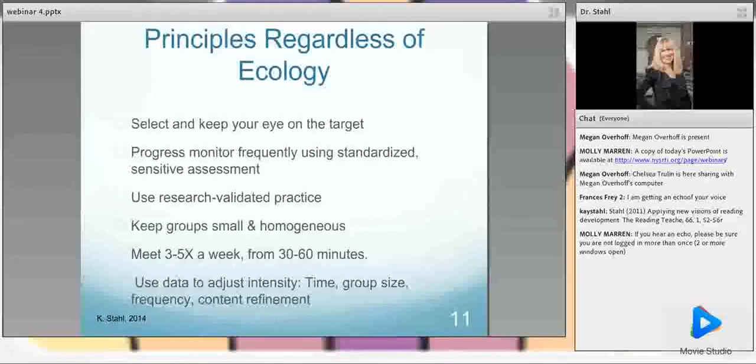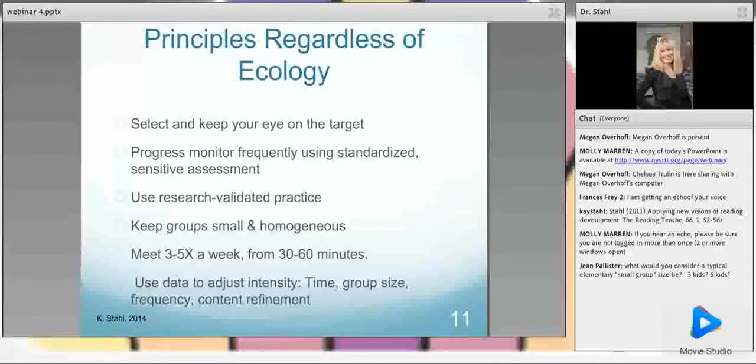The other thing that must be kept in mind is the groups need to meet 3 to 5 times a week from 30 to 60 minutes in order for them to be effective. So, for example, if you're only meeting with children twice a week, it is unlikely that they are going to really reap the benefits of the intervention. So if you're investing the time in having interventions, make sure that the groups are small, that they're homogeneous, and that they're meeting often enough for the group to make a difference.